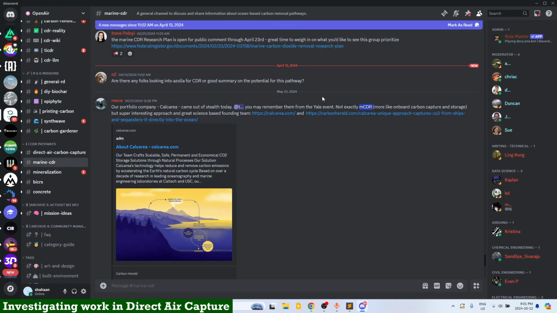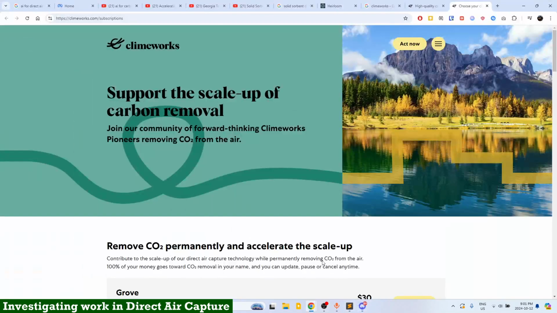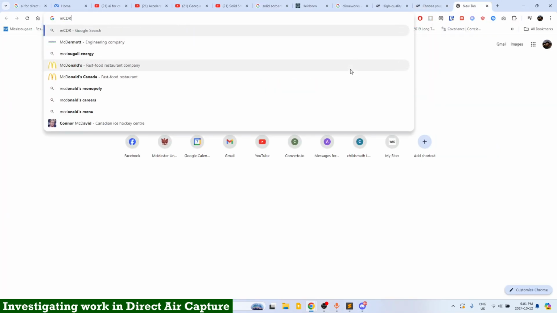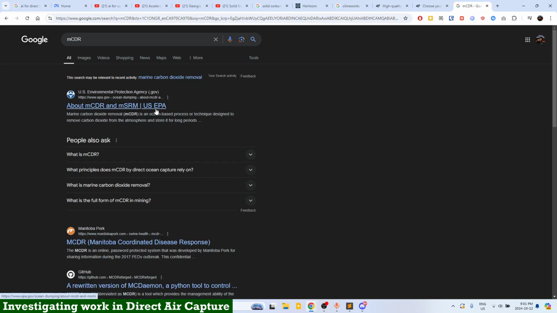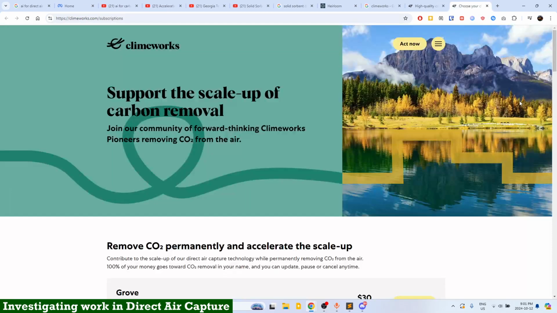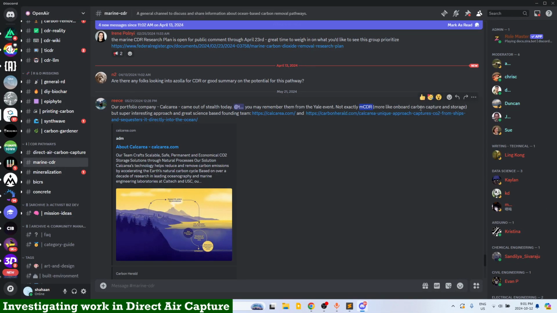What's MCDR? Micro CDR? Marine. More like onboard carbon capture and storage. Oh, okay. But super interesting approach and great science-based farming team. Cool.